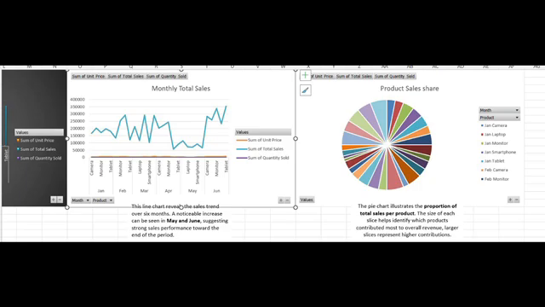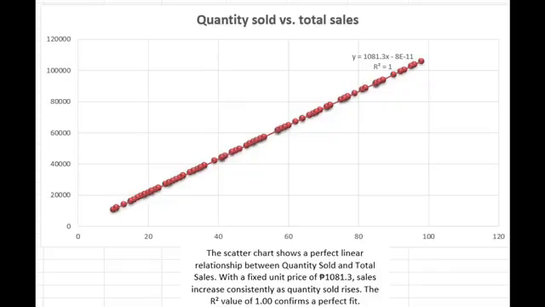This pie chart illustrates the proportion of total sales per product. The size of each slice helps to identify which products contribute most to overall revenue. Larger slices represent higher contributions.